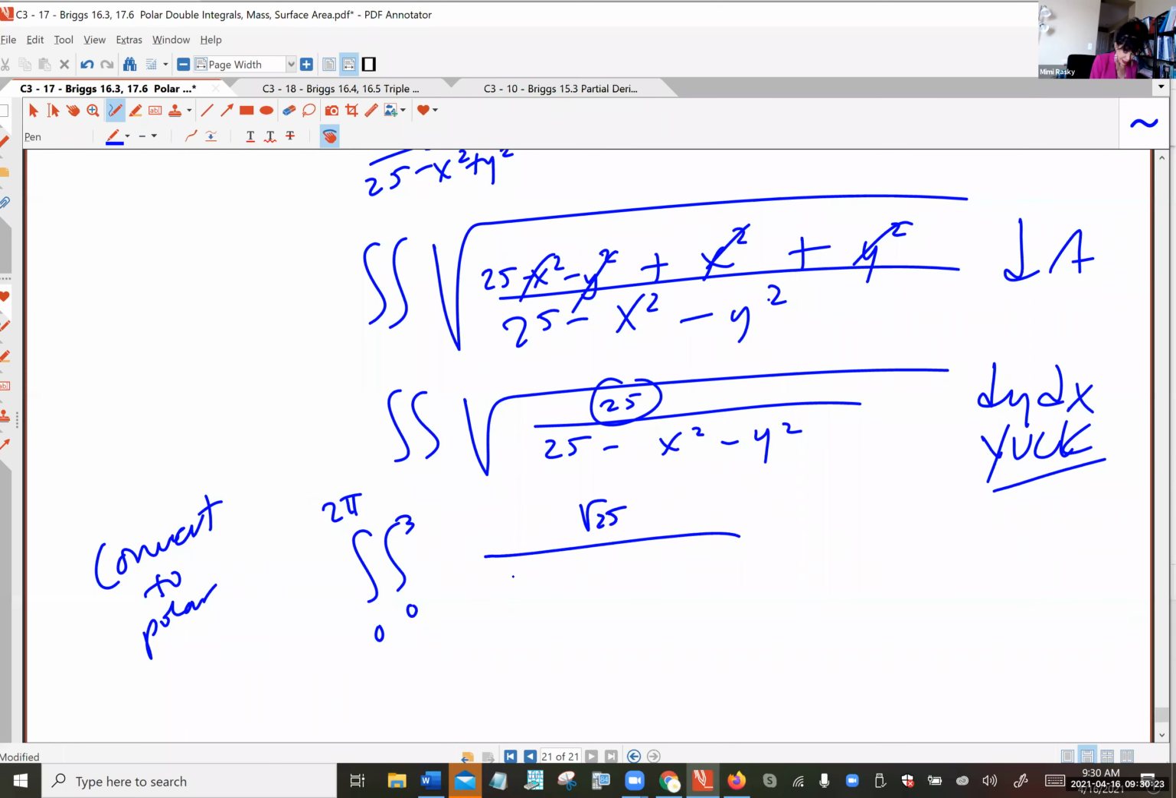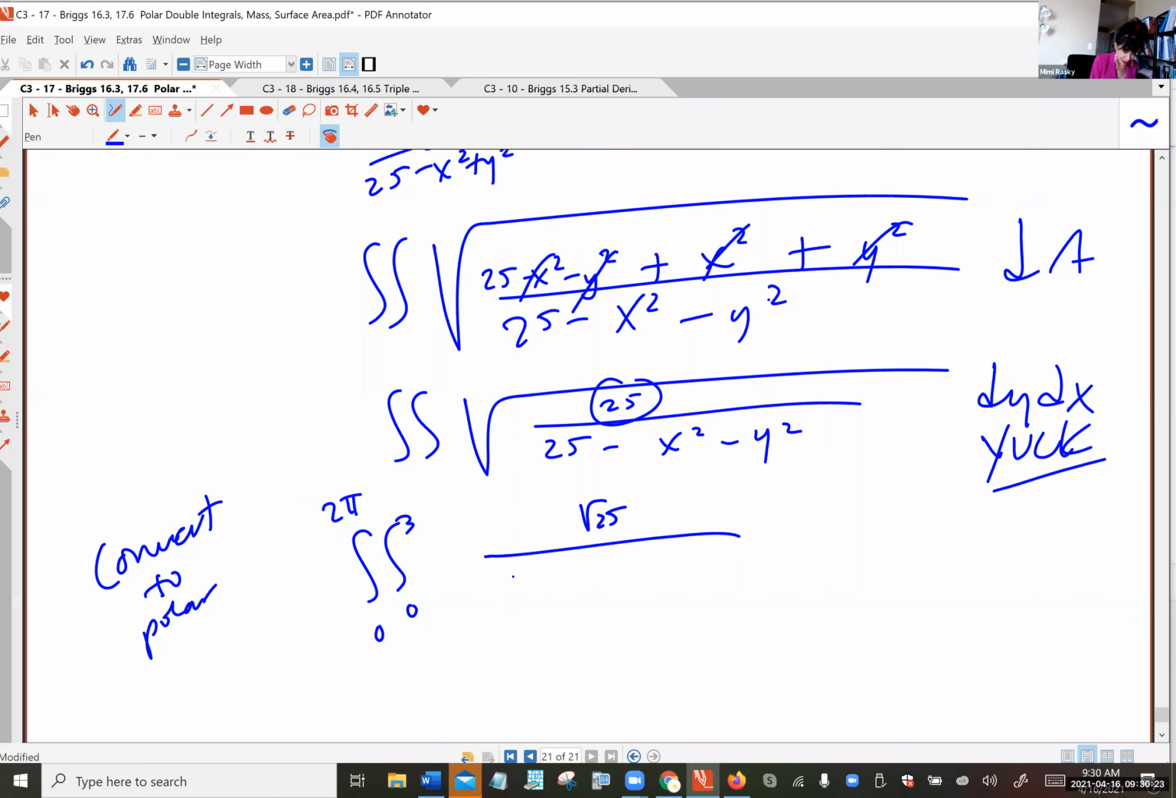And now you can use your power rule. u is 25 minus r squared. du is negative 2r dr. And you do have an r and dr in there, so you just need a factor of negative 2. So I'll divide out by negative 2. And then you hope this is all going to work out nice, right?